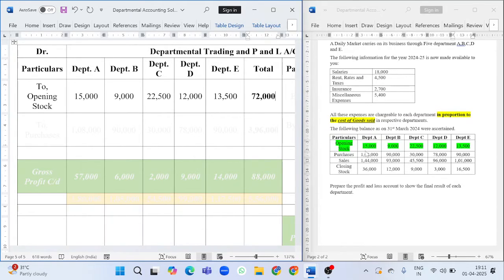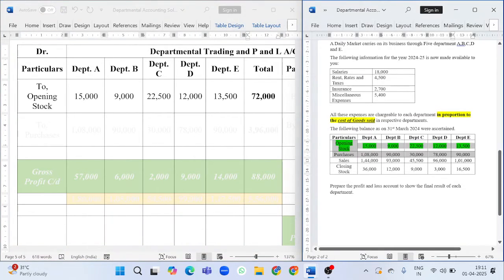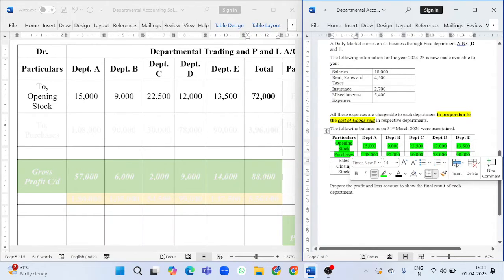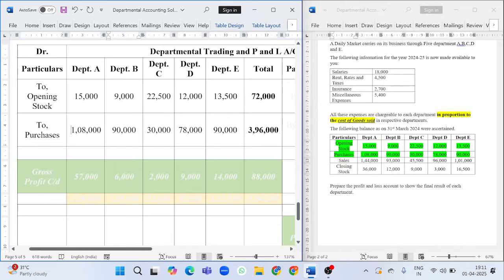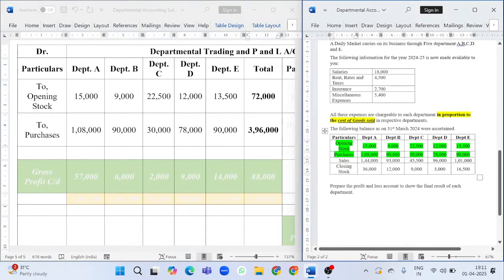So next, what do I need to show on the debit side? The purchases, right? Yes. So now look into the question. For department A, purchases is 1,08,000. For department B it is 90,000, department C 30,000, department D 78,000 and department E 90,000. When I do the total, I will get 3,96,000 as total purchases. Clear?